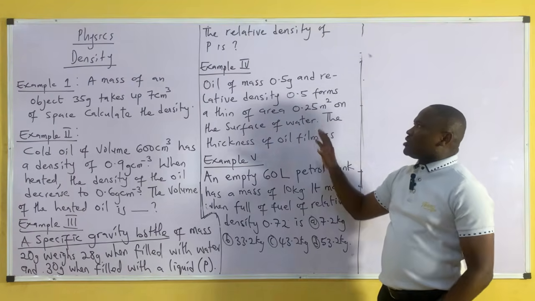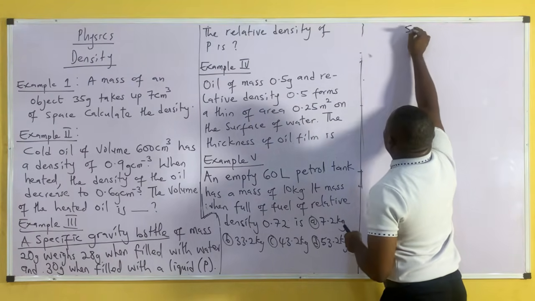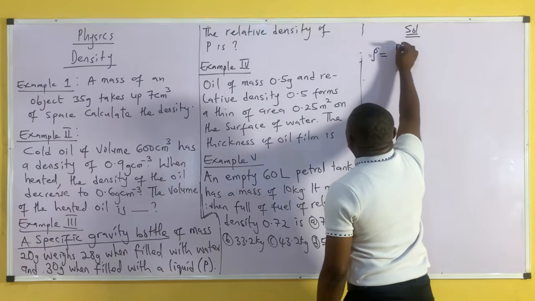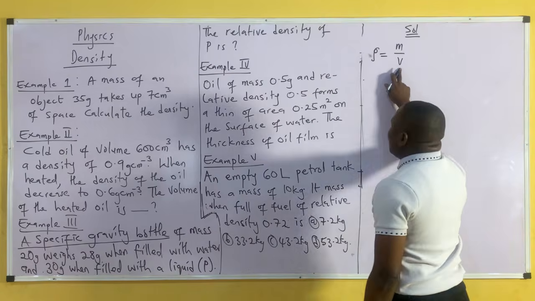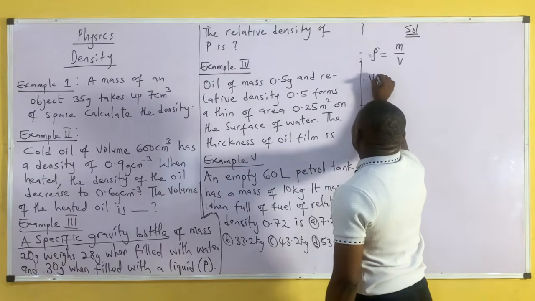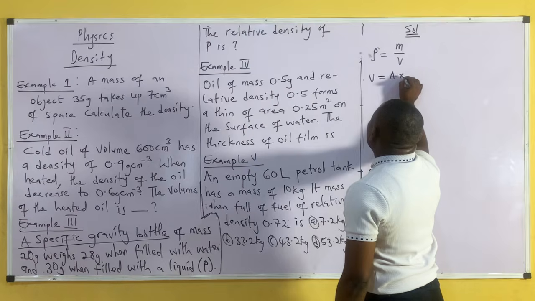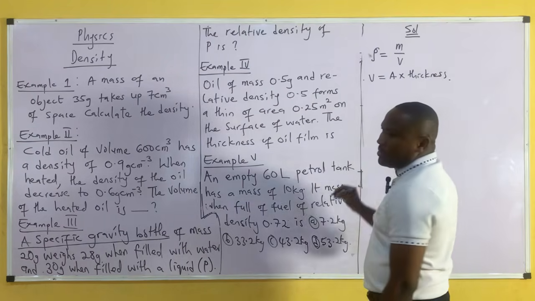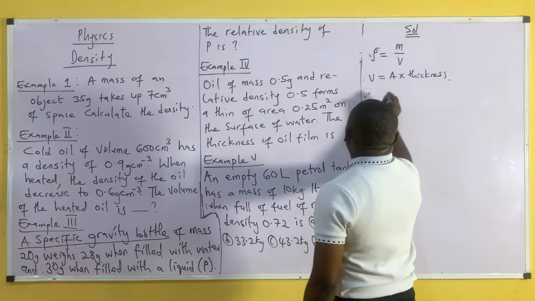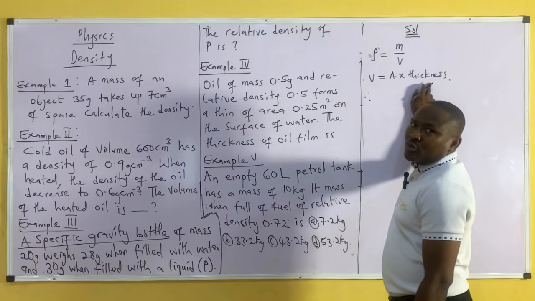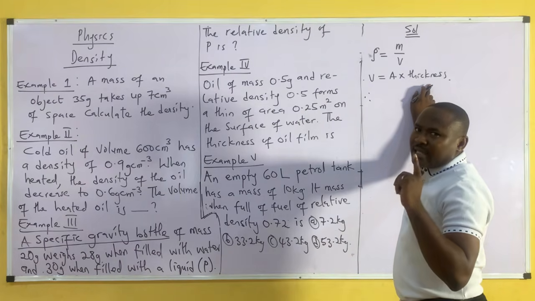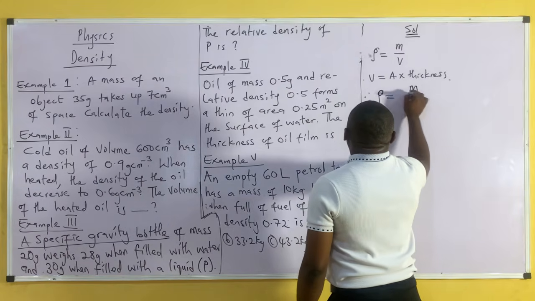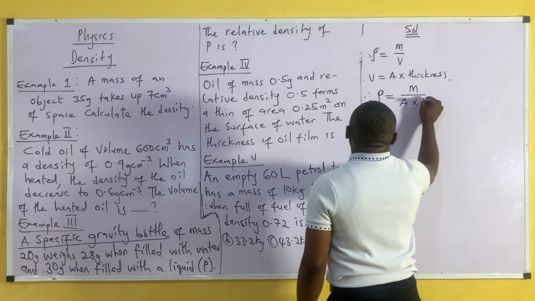Now, let's show the solution. Density is equal to mass over volume. Now remember, what is volume? Volume is equal to area times thickness. Take note of this. Volume equals area times thickness. It can be area times height, and that height is taken as thickness. So density is equal to mass over area times thickness.